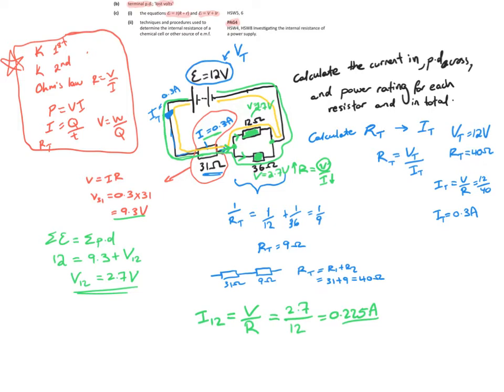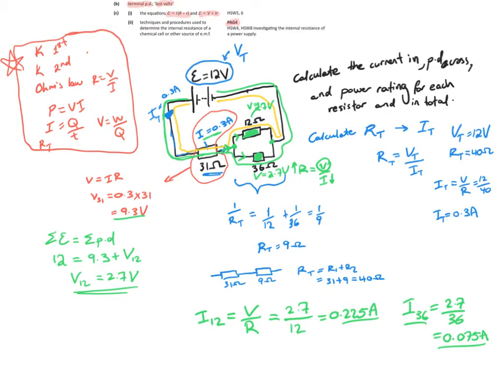And then I will go to the other one, the 36 ohm resistor, which has a potential difference of 2.7 volts divided by 36, which gives us 0.075 amps. Now if I double check it, 0.225 plus 0.075 gives me 0.3 amps, which means I'm correct in terms of my calculations. That's the total current entering the junction, and it splits in different portions.